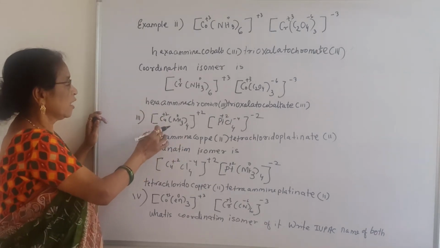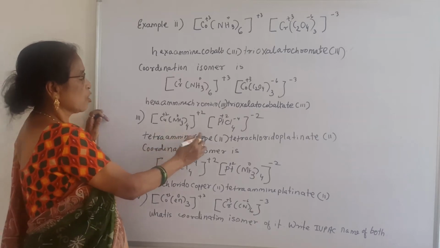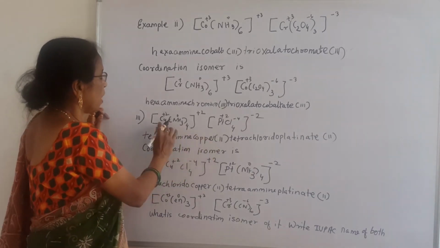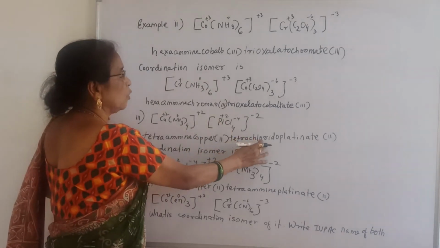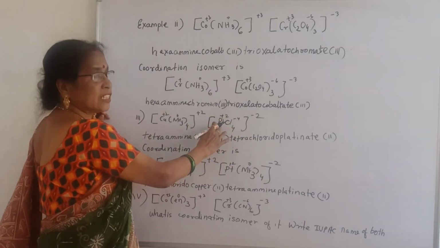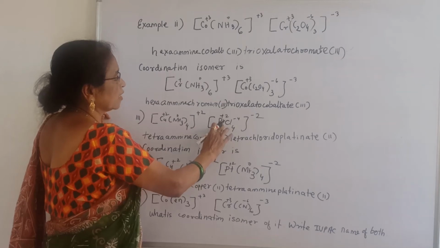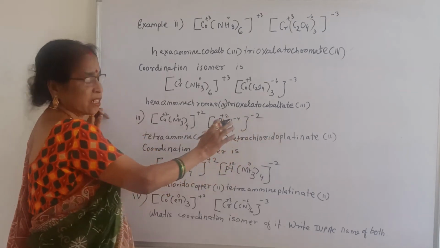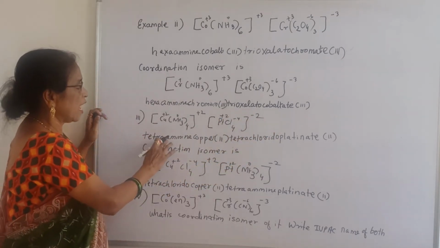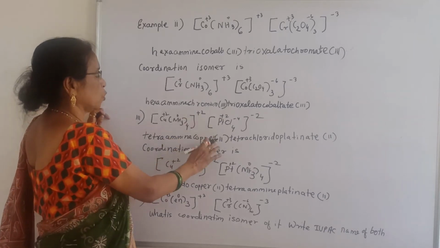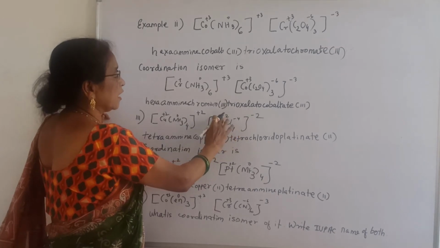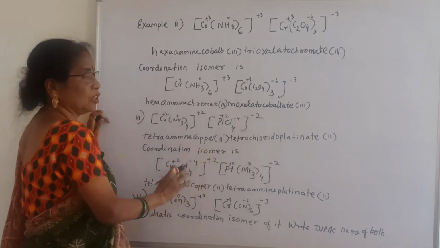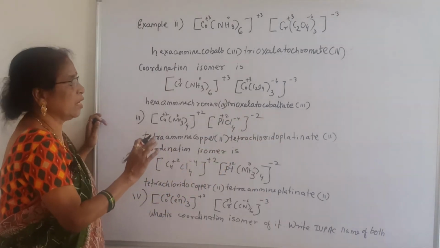What is the name? Tetraamminecopper(II) tetrachloridoplatinate. Since it is an anionic complex, it is platinate. Again, tetraamminecopper(II) tetrachloridoplatinate, and the charge is plus 2, that is the numeral 2, that is a Roman numeral.